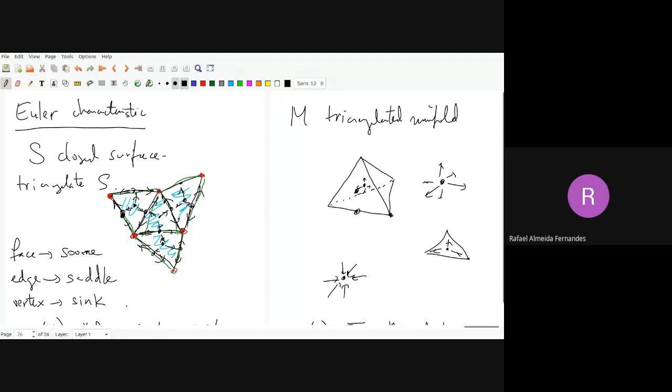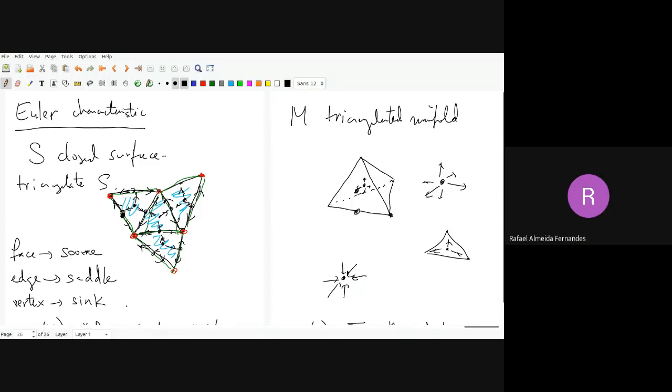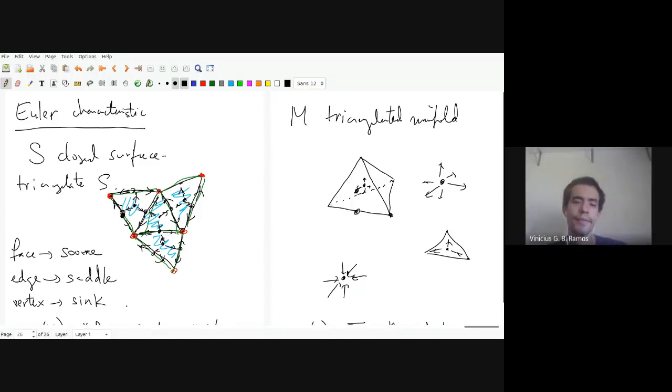Vinicius. Oi. Just a question about the test. That's going to be the last class before the test, right? Yes, that's right. Okay. Thank you. Yeah, the test is going to be Wednesday. But the content, I mean, next time we'll talk about the Hopf theorem and the Pontryagin-Thom construction, and that's not going to be on the test. So the test is going to be up to today.